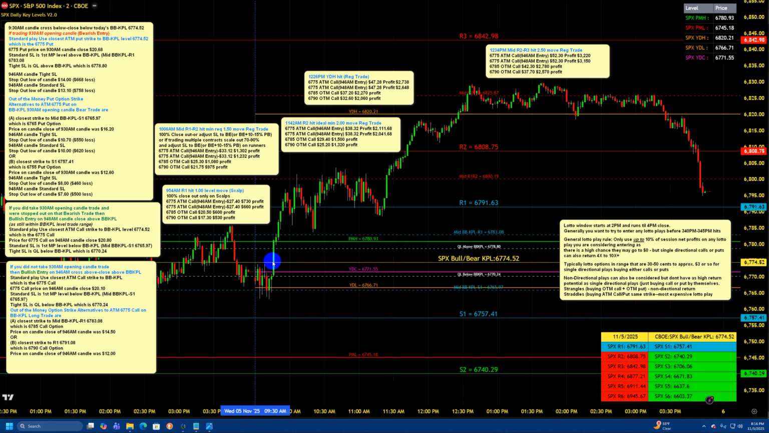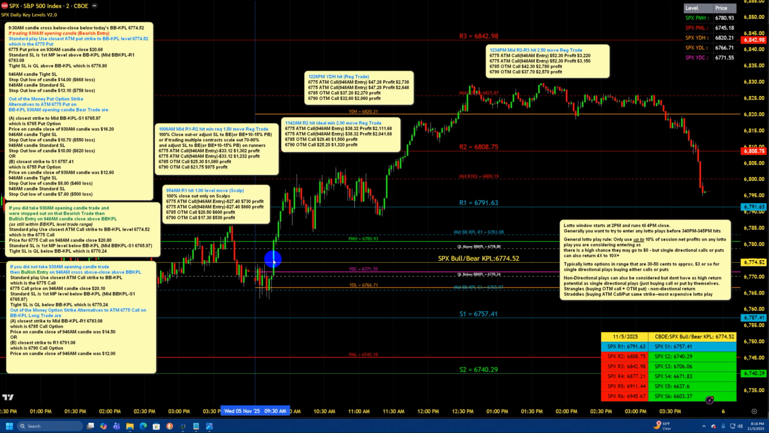So this would be a bullish trade. The at the money is the same, 67.75. However, in this case, it's going to be a call option. Then our stop losses are going to be tight stop loss QL below or standard stop loss midpoint below.